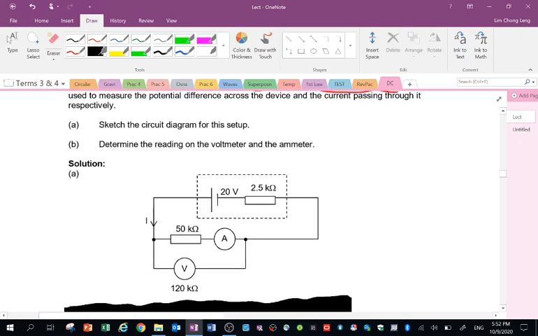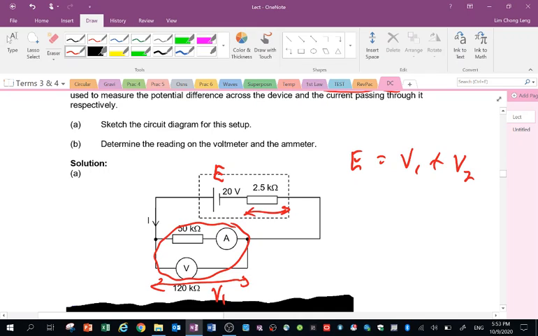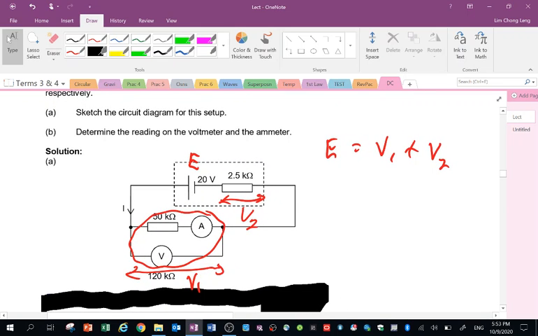Again, this is a potential divider because your EMF E is equal to V1 plus V2, right? So what are V1 and V2? V1 is the PD across the parallel combination. This is a parallel combination, all right? V2 is the PD across the internal resistance. So we are going to apply the potential divider principle to get the value.